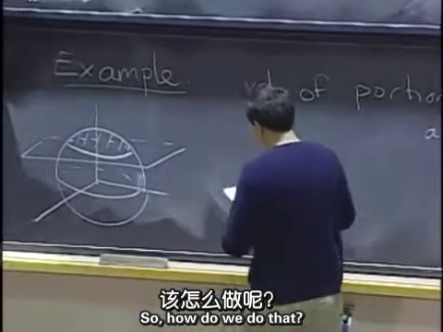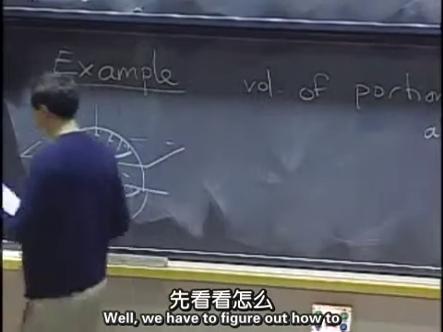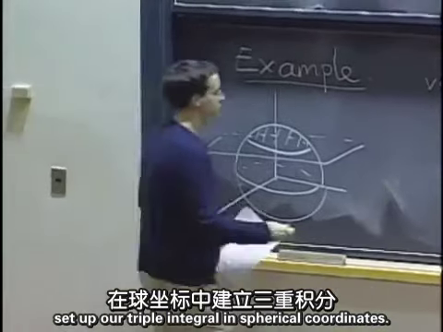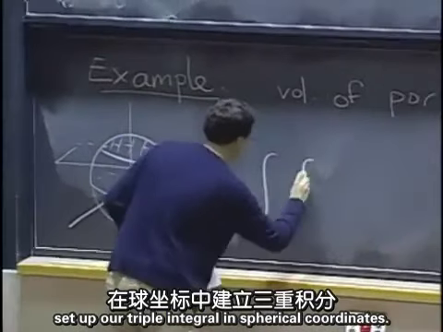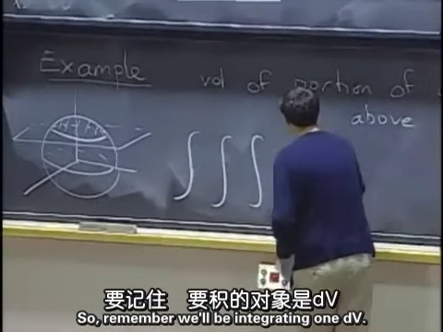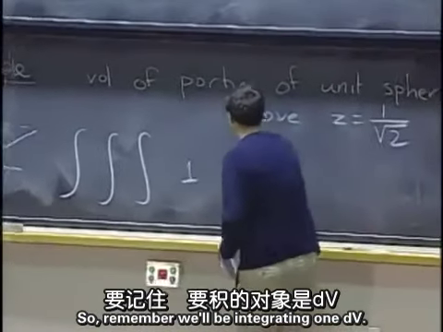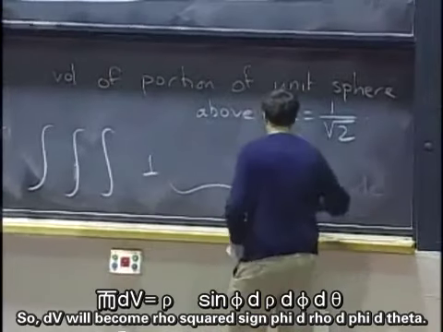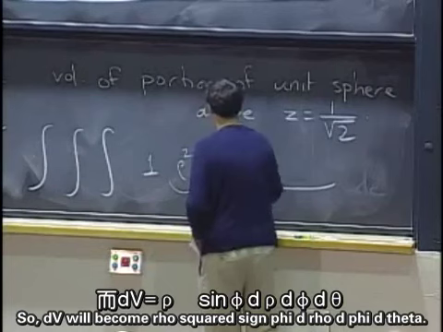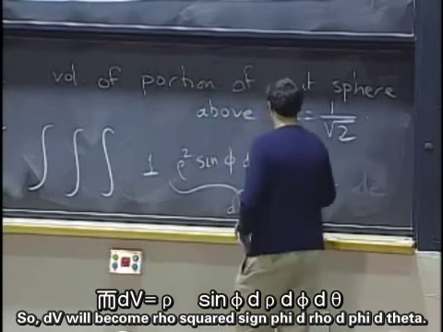So how do we do that? Well, we have to figure out how to set up our triple integral in spherical coordinates. So remember, we'll be integrating 1 dV. So dV will become rho squared sine phi d rho d phi d theta.